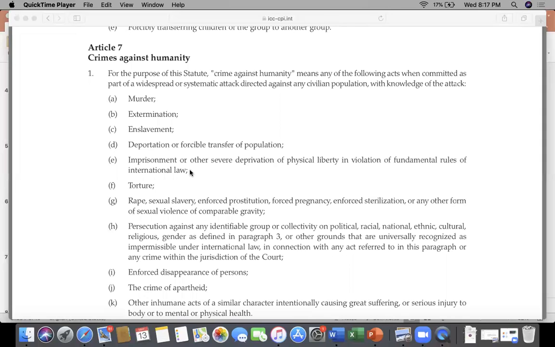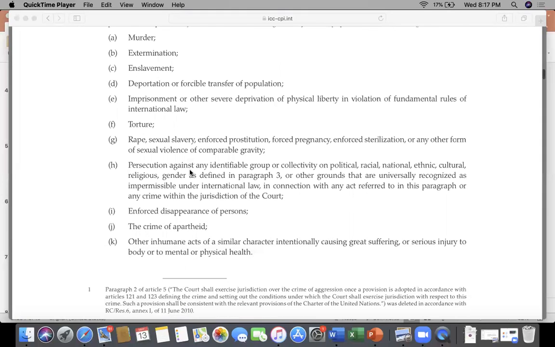Likewise, deporting a population. You deport a population without their will. Forcible transfer of population. You transfer the population forcibly. So in such cases, what will happen? It will be a crime against humanity. And thereafter, likewise, such serious crimes, you see: imprisonment in violation of fundamental rules of international law, torture, and then rape, sexual slavery, enforced prostitution, forced pregnancy. These are all very serious crimes against women.